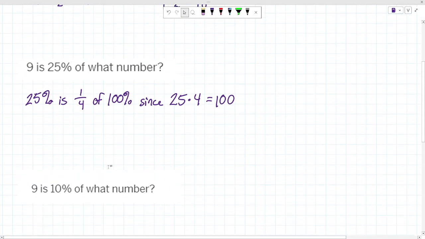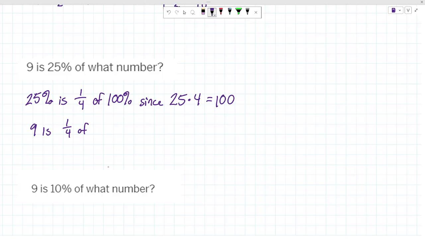So really this is asking 9, it's 1/4 of what number? Well, in order to find that out, we need to say, okay, what's 9 times 4? Because then if I do 9 times 4, that'll be like 4/4 or a whole. So 9 times 4, use your multiplication chart. That'll be the answer to this question.